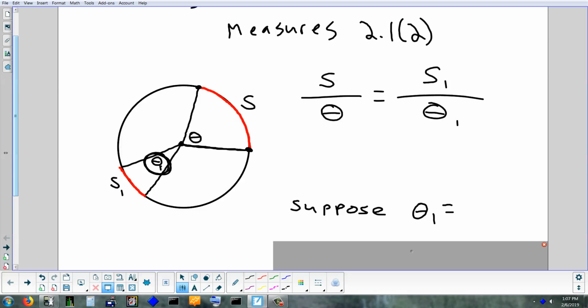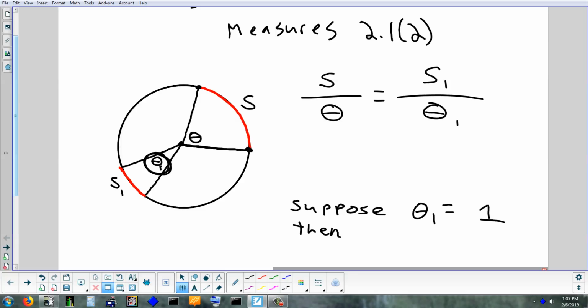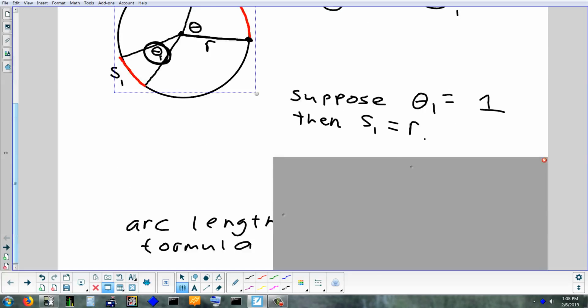Yeah? 1. Yes, 1 radian. If theta 1 is 1 radian, then what happens automatically, because of the definition of radians and how they work, is the arc is automatically the same size as the radius. And if you say why, it's kind of like saying why in 1 foot is there 12 inches? That's the definition. That's how it works. If that angle is 1 radian, then the arc and the radius are equal.